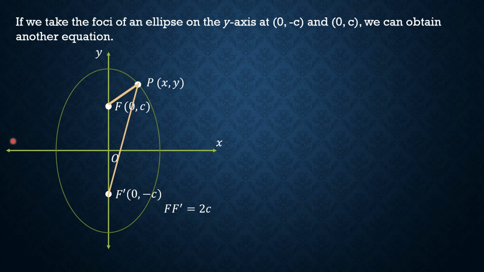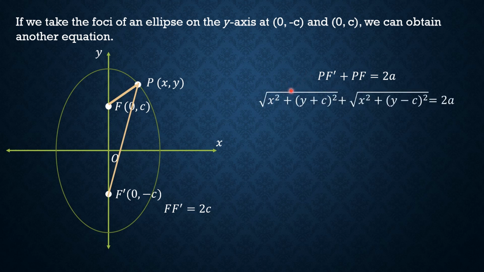The distance between the two foci is equal to 2c, that is F prime F. And the sum of the distances of point P on the plane from the foci F and F prime is a constant, that is equal to 2a. Hence, from the formula for the distance between 2 points, we can have PF prime as the square root of x minus 0 squared, or x squared, plus y minus negative c squared, or y plus c squared, plus the distance PF, that will be the square root of x minus 0 squared, or still x squared, plus y minus c squared, is equal to 2a.